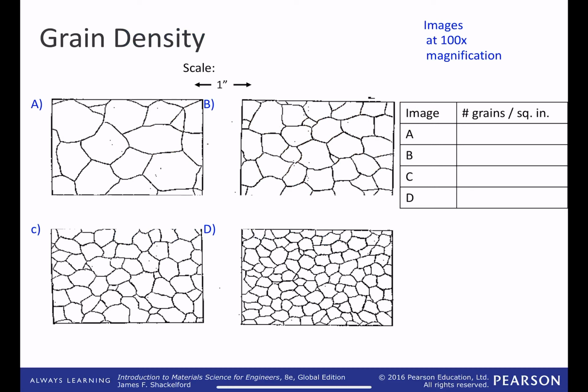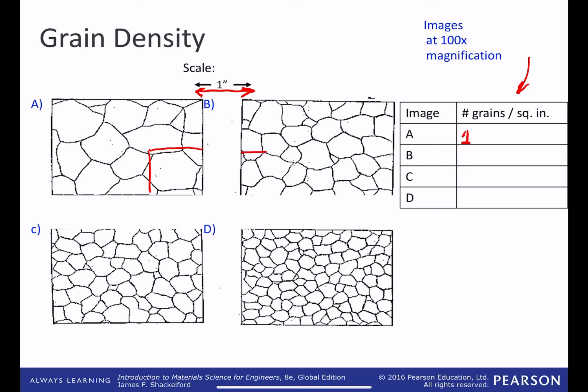So looking at the scale here, if we have a scale of about 1 inch in these arbitrary images there, what we try to do to count grains is to quantify how many of them exist in a square inch. So we take that scale and we impose it over top of an area, and we estimate how many grains are present in that area. So in image A, I would say there are an average of 1 full grain per square inch.